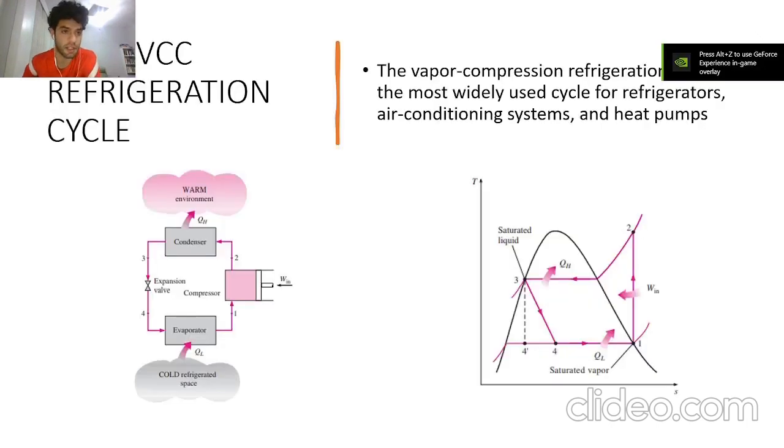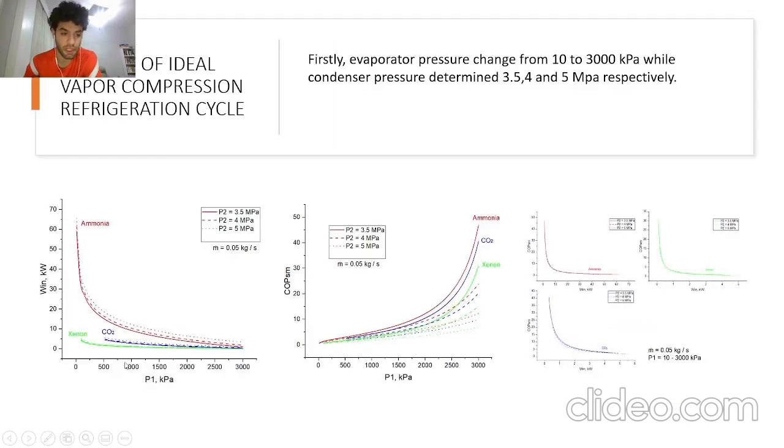The last system is the ideal refrigeration cycle, where we can observe the main components of the system, and we can also see its main temperature entropy graph. Firstly, I changed the evaporator pressure from 10 to 3000 kilopascal, while mass flow was kept constant at 0.05 kilogram per second. At the same time, condenser pressure was kept at 3.5, 4 and 5 megapascal respectively, and we observed that ammonia produced more network than the other fluids, and also more coefficient of performance than the other ones.